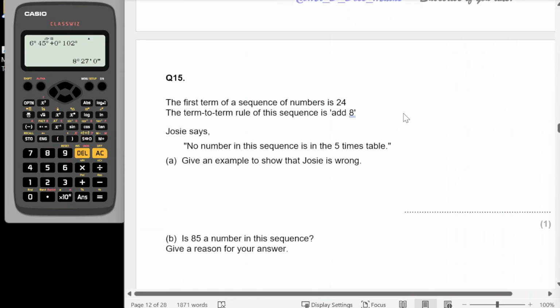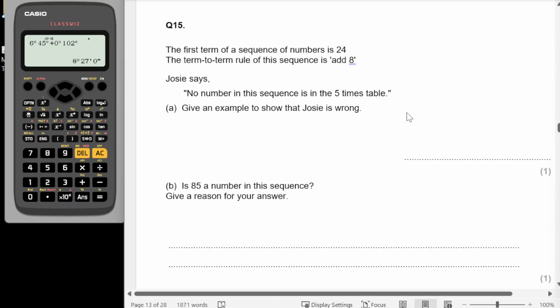Okay, question 15. The first term of a sequence is the number 24. The term-to-term rule for this sequence is add 8. Josie says no number in the sequence is in the 5 times table. Give an example to show that Josie is wrong. Okay, so we've got a few options for how we would probably do this. I think probably the most straightforward way is to carry on with that until we get a multiple of 5.